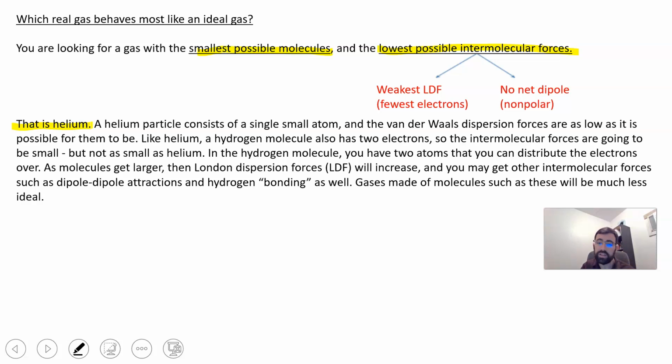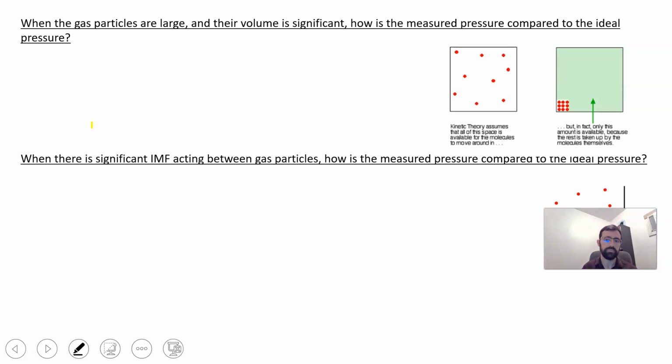Like helium, a hydrogen molecule also only has 2 electrons, so the intermolecular forces are going to be small, but not as small, because in the hydrogen molecule you have 2 atoms that can distribute the electrons over. As molecules get larger, the LDF will increase, and you might get other intermolecular forces like dipole-dipole attractions, hydrogen bonding, and so on. So gases made of molecules such as these will be much less ideal. So the more intermolecular forces you get, the less ideal they are. That's why helium is the most ideal gas.